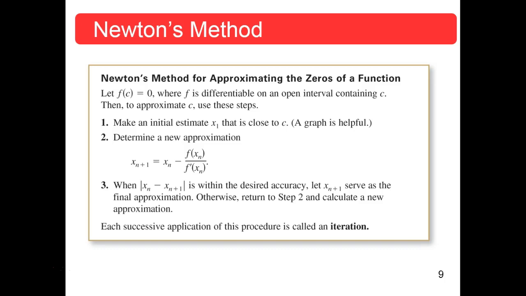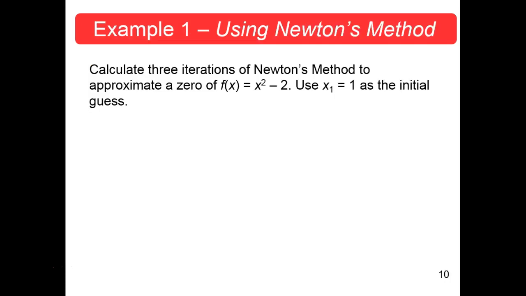When the difference between one estimate and the next estimate is within your desired accuracy, say you want three decimal places, as long as you get that less than 0.001, then stop, okay? Let x of n plus 1 serve as the final approximation. Otherwise, return to step 2 and keep doing it again and again. Each successive application of this procedure is called an iteration. And if those iterations are getting closer to some point, you know you're going well. If they're going haywire, you picked a poor x1 to begin with. Okay? And we'll see some examples of that.